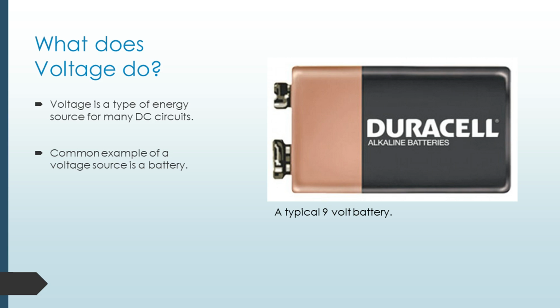Now let's look at what voltage does. Voltage is an energy source in many circuits. A common example of a voltage source is a DC or direct current battery. Here we see an example of a common 9-volt battery.